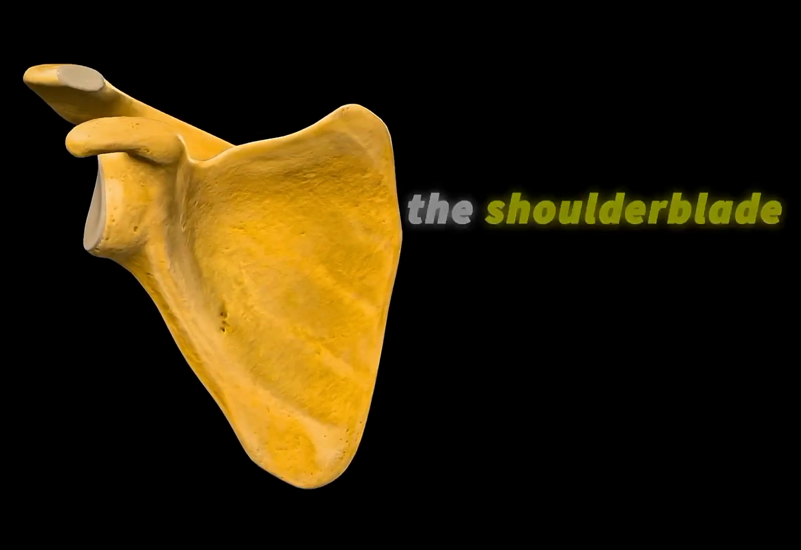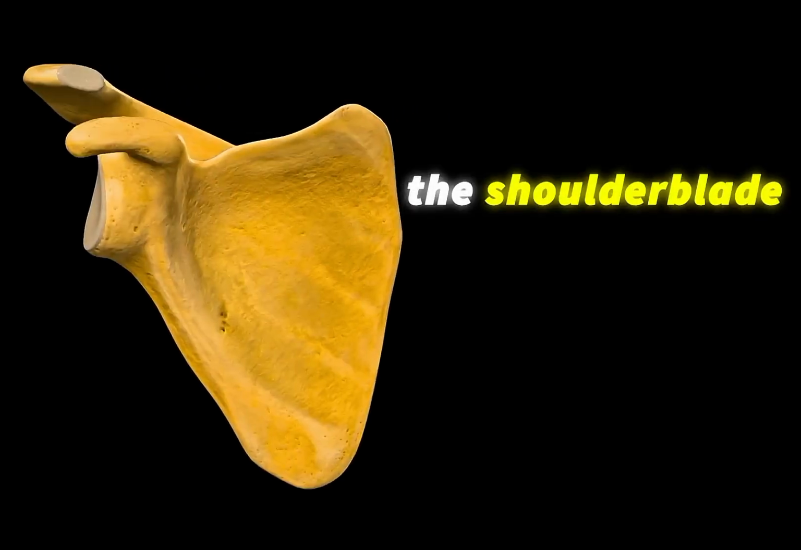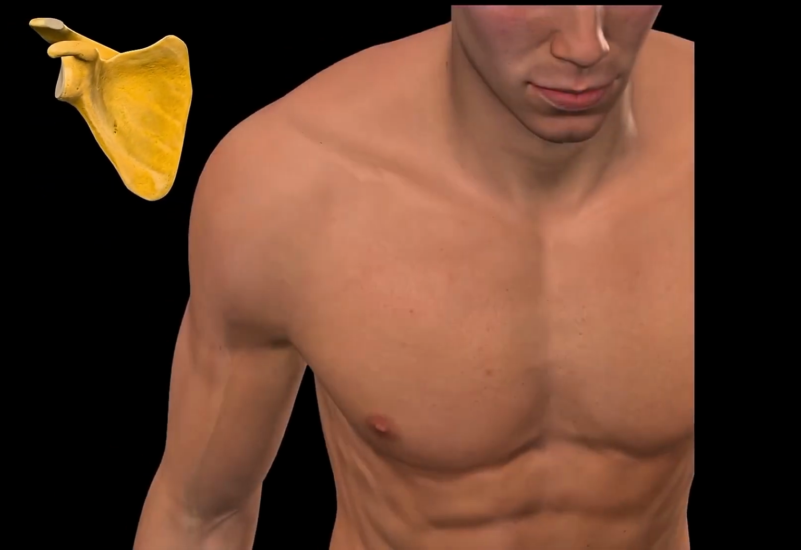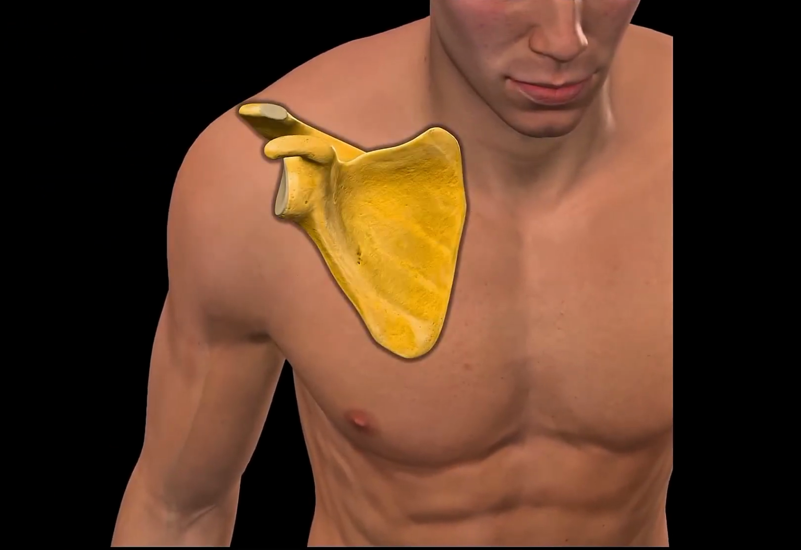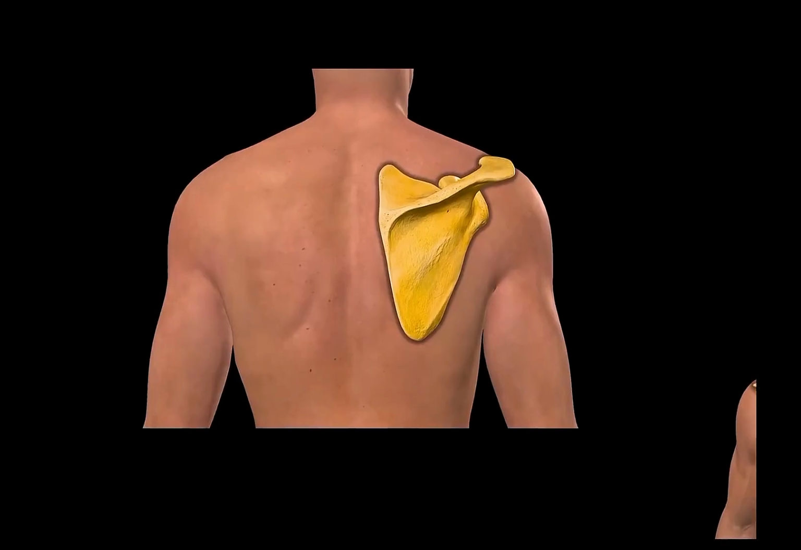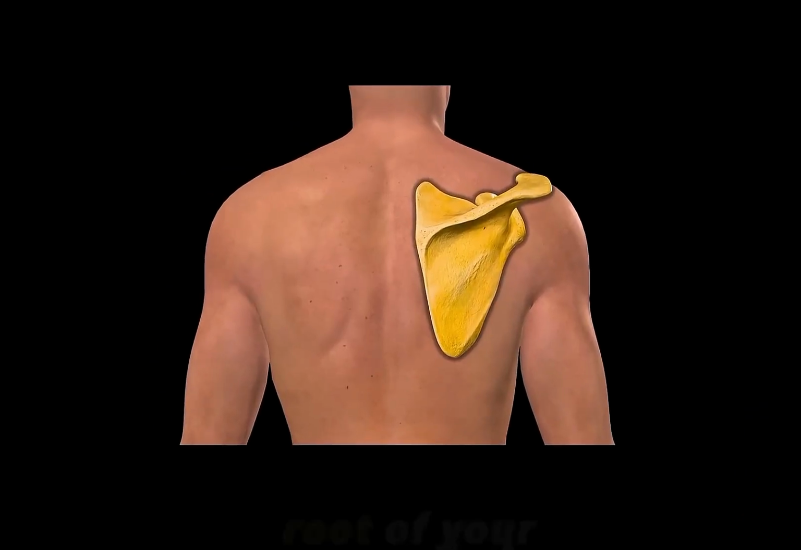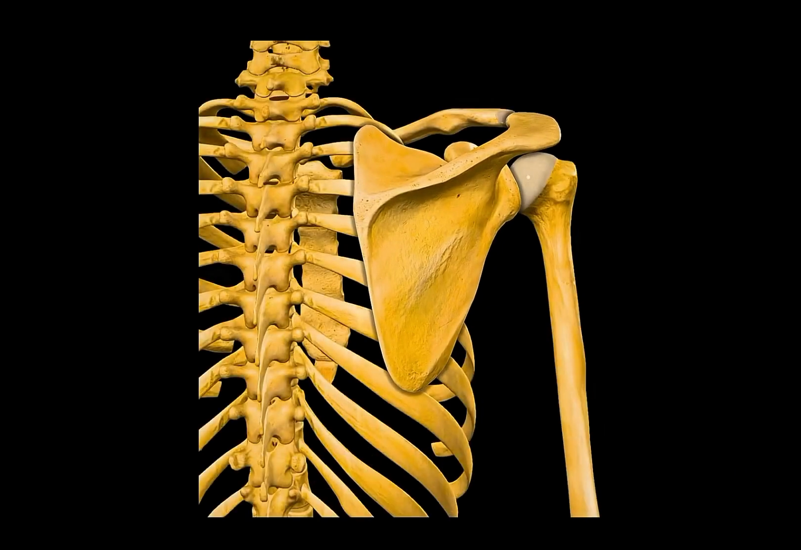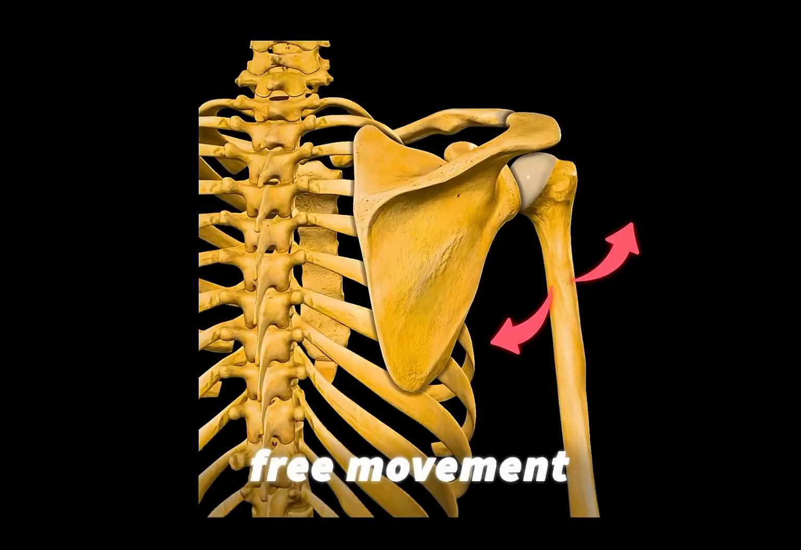This bone here is known as the scapula, more commonly called the shoulder blade. It sits on the back of the thorax and moves in coordination with the movements of your arm. The scapula plays a very important role because it connects the upper limb to the trunk and allows the arm to move freely in many directions.